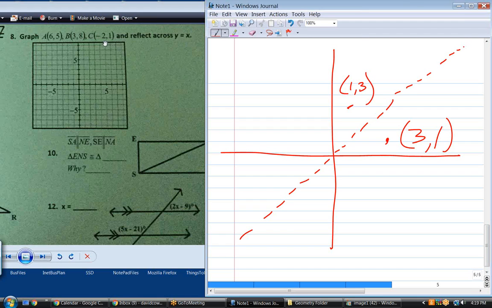8, 6, and then 1, negative 2? Would it stay a negative? 1 comma negative 2. Okay. Don't forget the comma. Yeah, in other words, we're not changing signs. When I moved 1, 3 to 3, 1, I didn't change any signs. So all I did was switch the x and y coordinates.